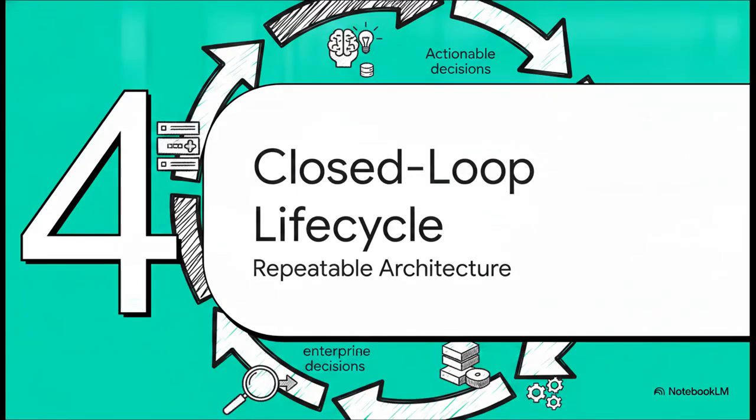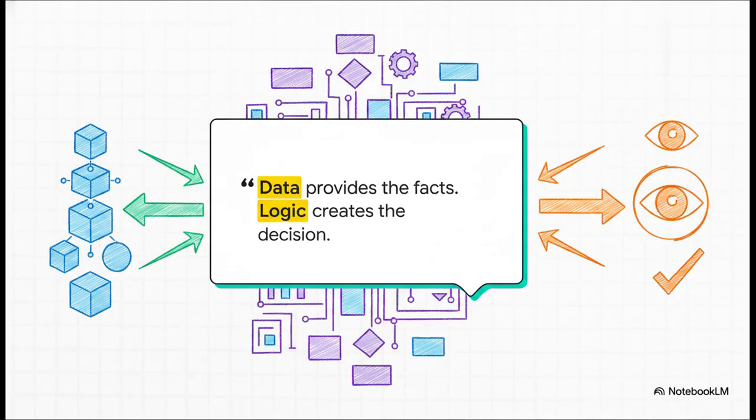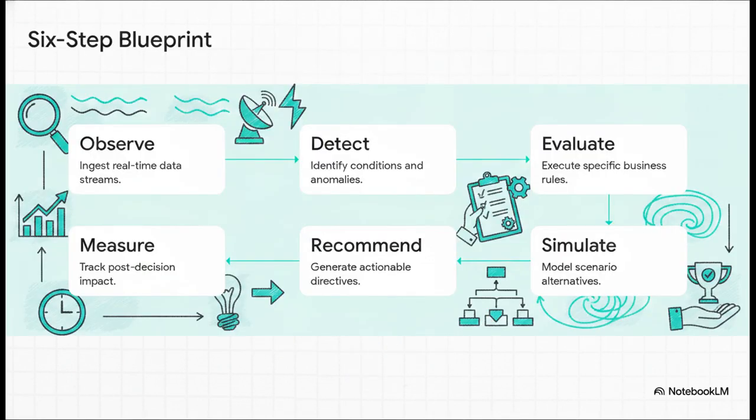Section 4. The closed-loop lifecycle. Zooming out from those specific use cases really reveals the underlying repeatable architecture that powers all MotherDuck Logic apps. And we're going to return to our core mantra here because it is absolutely vital to understand. Data provides the facts, logic creates the decision. The true magic of this entire framework lies securely in the business logic that sits between your raw data and your final operational outcome. This all happens through a really powerful 6-step blueprint.